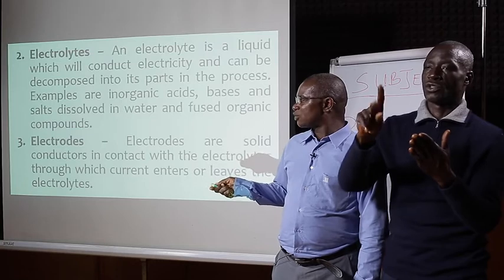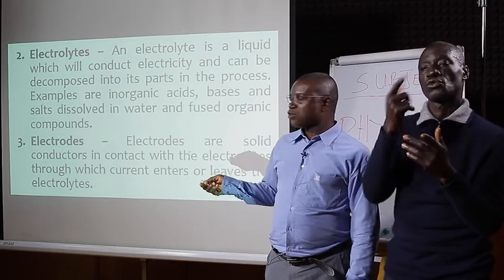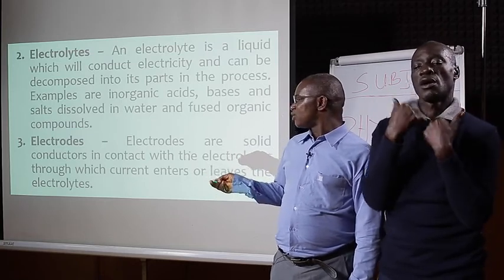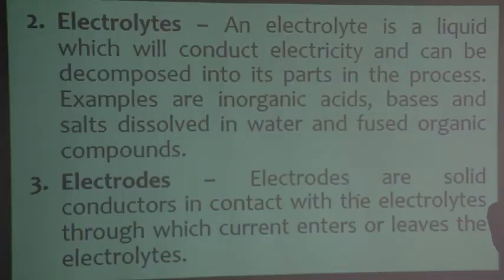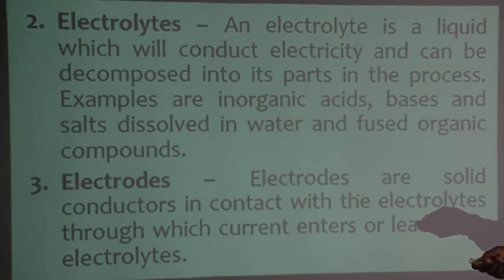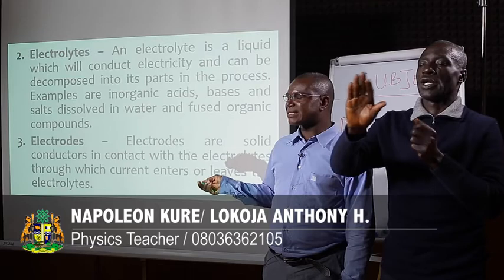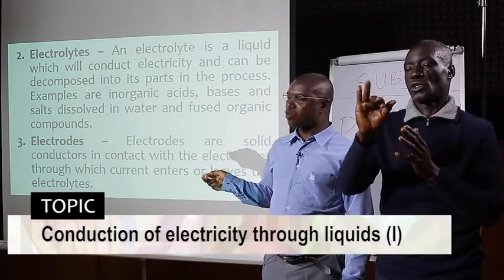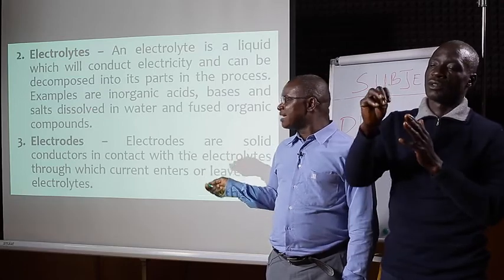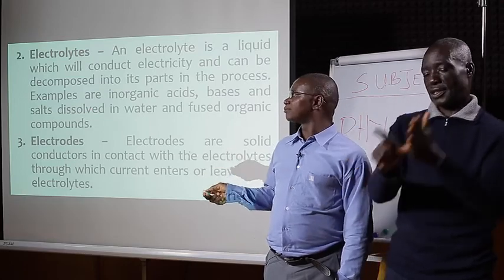Now, for the electrodes, as I said, they are solid conductors. As my colleague told you, electrodes are solid, while electrolytes are liquid. There are also substances that allow the passage of current, but this time they are in solid form. And as they are inserted inside the electrolyte, current enters the electrolyte through one of them and then leaves the electrolyte through the other.